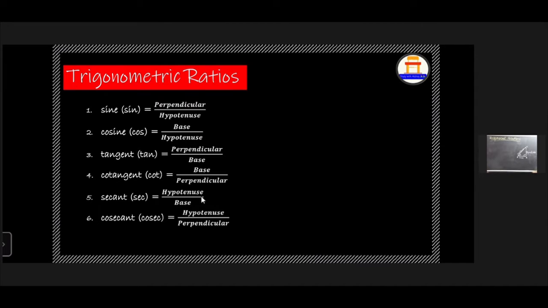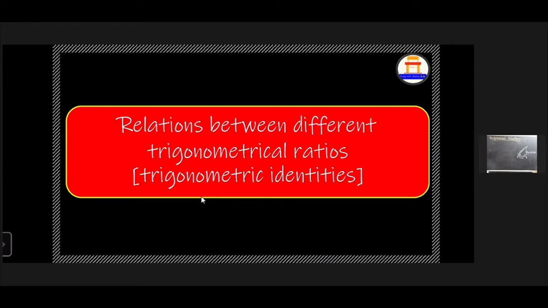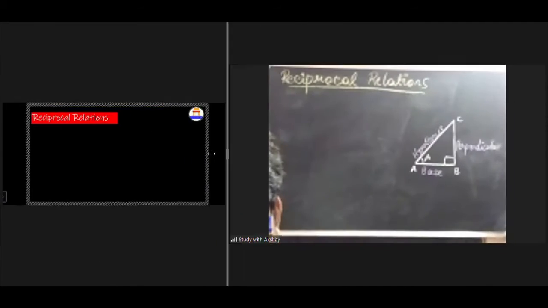Let's move on with the next concept, that is the relation between different trigonometric ratios and trigonometric identities. Under that, the first one we have here is the reciprocal relation. So let's start with the reciprocal relation.